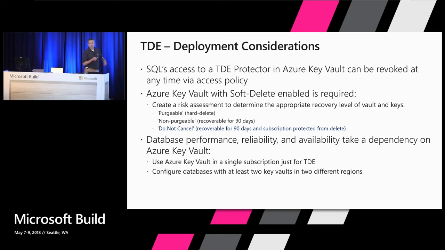So there are three options for this delete. There's the purgeable option, which is the default, namely when you delete, you do the soft delete, and then you have to do the purge afterwards. But you have control over that as well. You can click it up a notch and say, I want to make it non-purgeable, meaning you can't actually purge that key. Or you can say do not cancel. That's the strongest option, which prevents anyone from deleting the subscription outright and getting rid of all the resources in there. So this is one level of protection we built in.